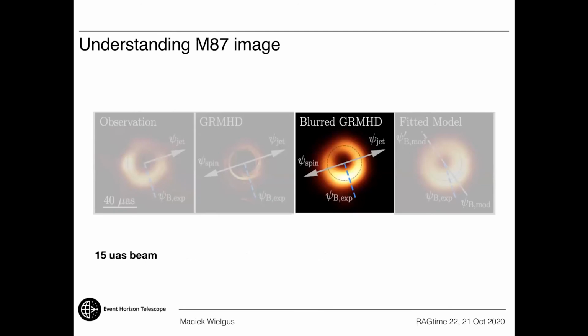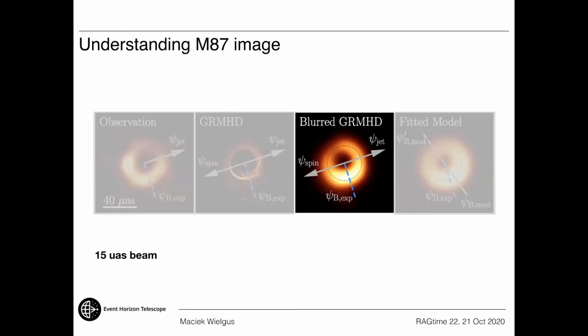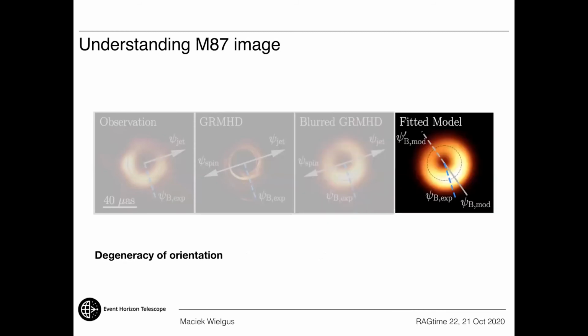I will skip this little explanation. This is just showing different aspects of what we are doing: the observation, the GRMHD, blurred GRMHD, to show how similar it is to observation, and the model fitted to the GRMHD simulation to show that it's kind of similar.